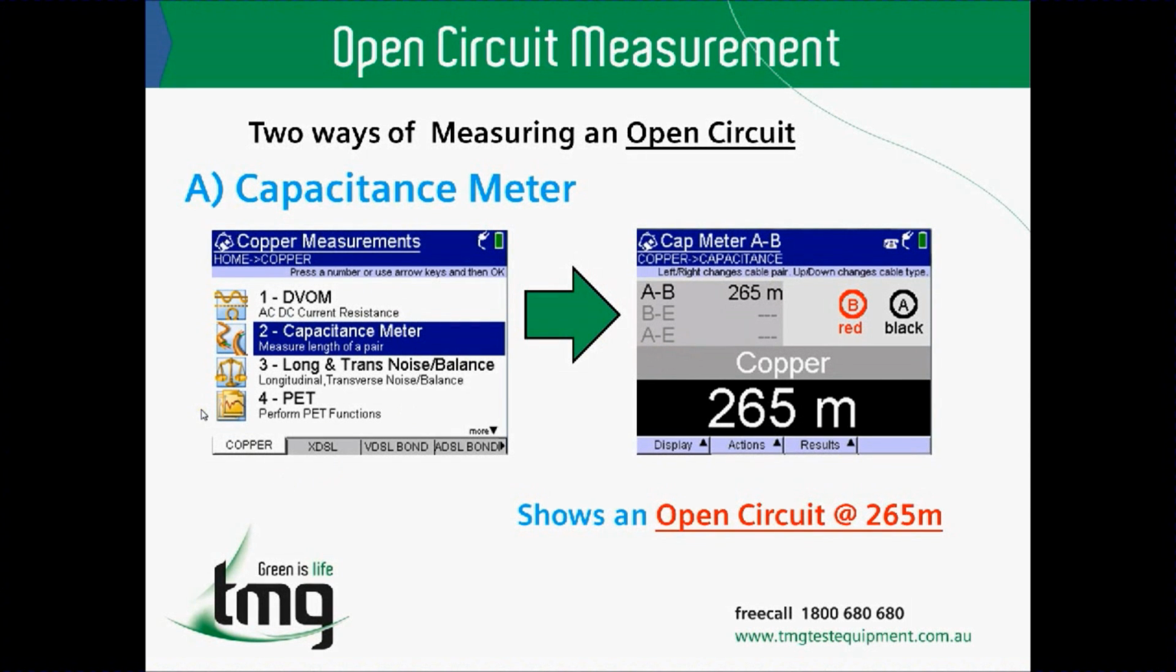There are two ways of measuring an open circuit. The first one that we are going to discover is the capacitance meter measurement. That can be found on the basic copper menu, and it's number 2. This will give a good indication of the length where our open is located. So if we choose number 2 and we perform the measurement, we should get the value in meters. In our case, we have a 265 meters open.